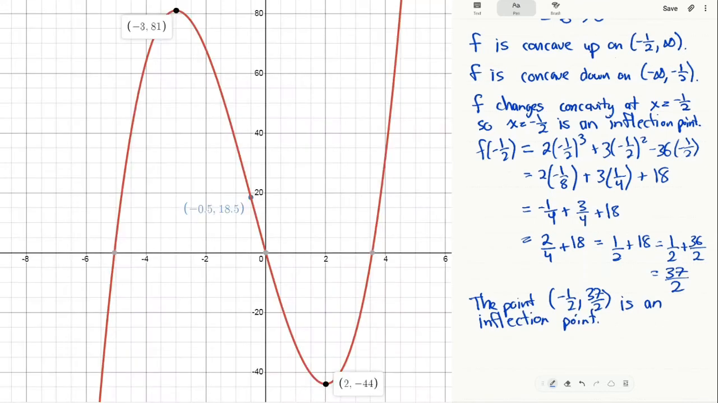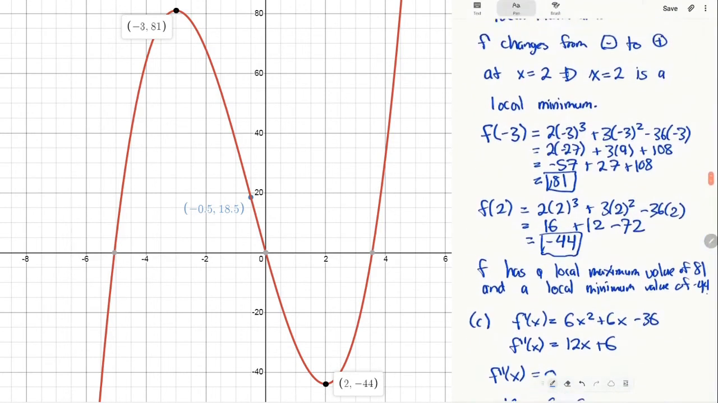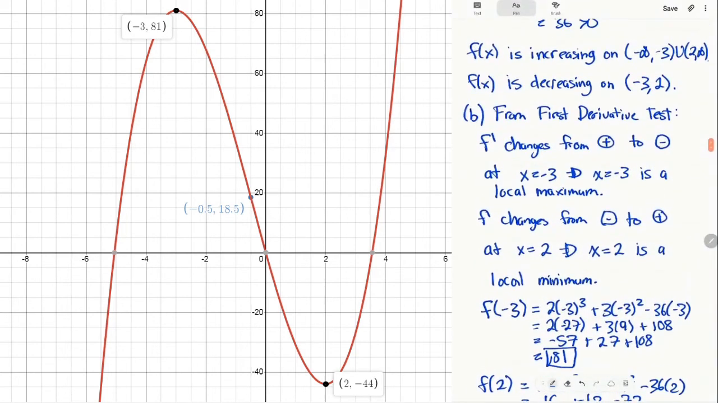So here's the graph of the function that we analyzed. So we go back to our intervals of increasing and decreasing. We saw that the function was increasing from negative infinity to negative 3, and then from positive 2 to infinity, and it's decreasing from negative 3 to positive 2. We determined that the function had a local maximum at negative 3, and its value is 81, and it had a local minimum at positive 2 with a value of negative 44.